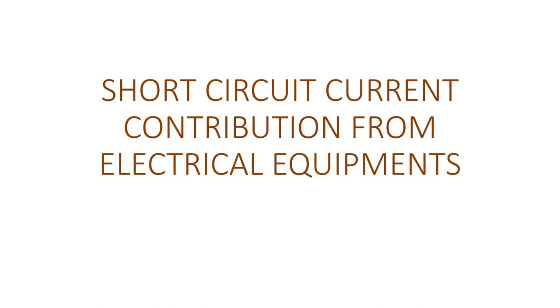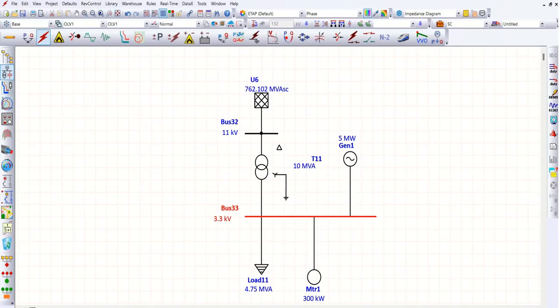In this lesson, I am going to tell you about short circuit current calculation contribution from various electrical equipment. This is the SLD I am going to consider for a short circuit calculation. I am going to calculate the short circuit contributed by this transformer on this 3.3 kV bus, similarly the short circuit contribution from this generator, this motor and this static load. So what is the overall short circuit current on this bus number 33?